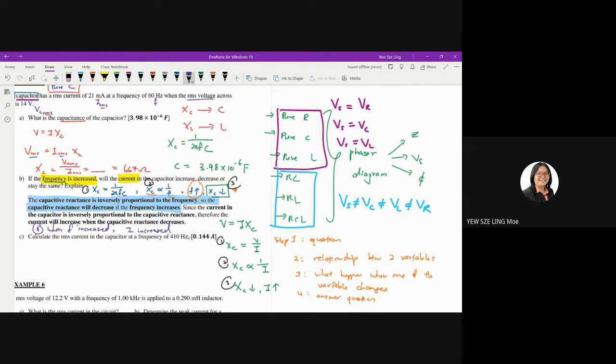Answer the questions. Don't stop at this step. Actually, this is an incomplete solution because you are not answering the questions yet. You need to answer the questions. The question asks what happens to the current if frequency increases. So you answer it: when F increases, then I increases.